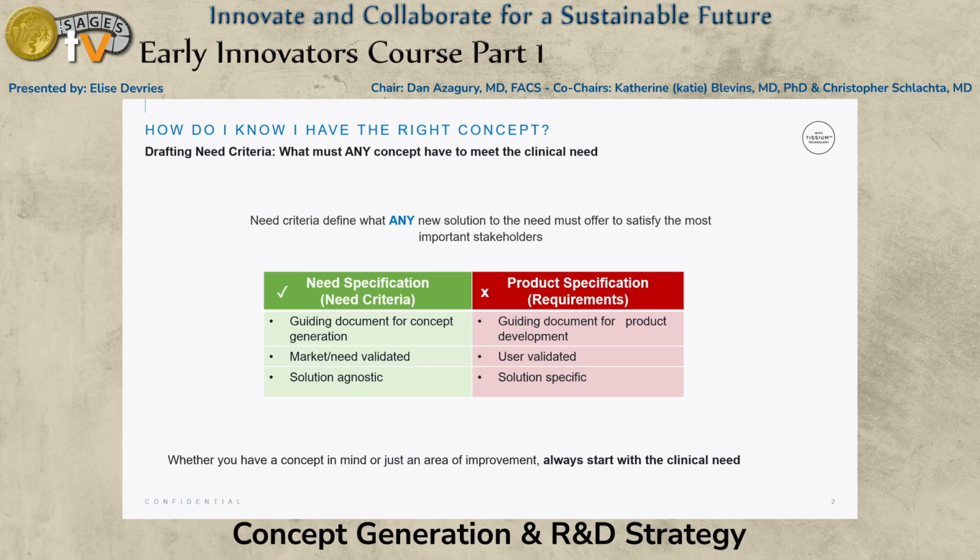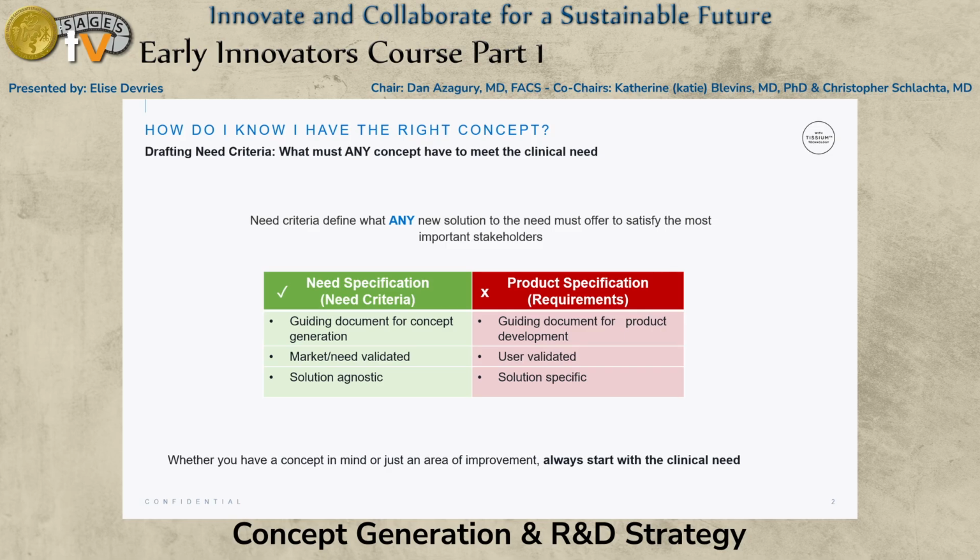So first and foremost, I think many people, as Katie said, might walk in with a solution, right? You have an idea, you've thought about it, you're like, wow, this would be great, but how do you know it's the right concept? And I would challenge you, as Katie did and as many biodesign fellows will, to really think about the clinical need. And one step beyond that is, once you've got the clinical need, draft need criteria that are based on that. So it's what any concept must have to meet that clinical need, right? It's really hard. You have to put your solution aside, but it's a really good way to vet your idea and make sure that you do, in fact, have the right solution and haven't missed anything.